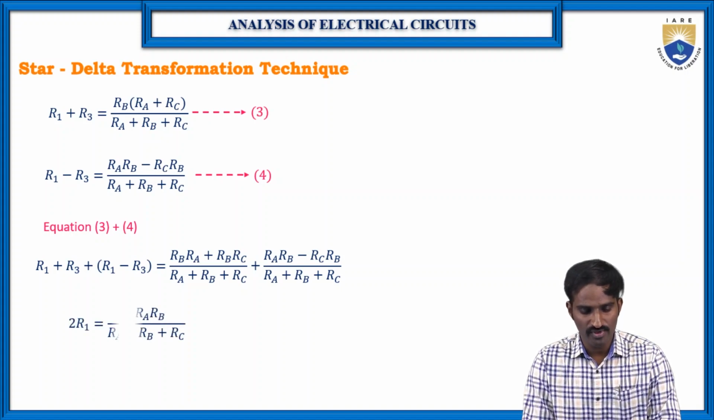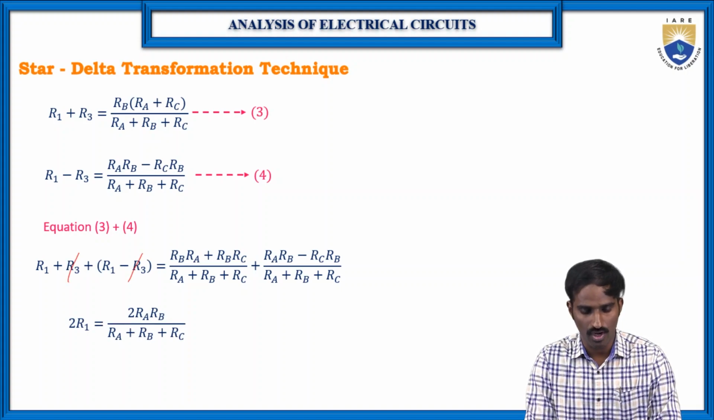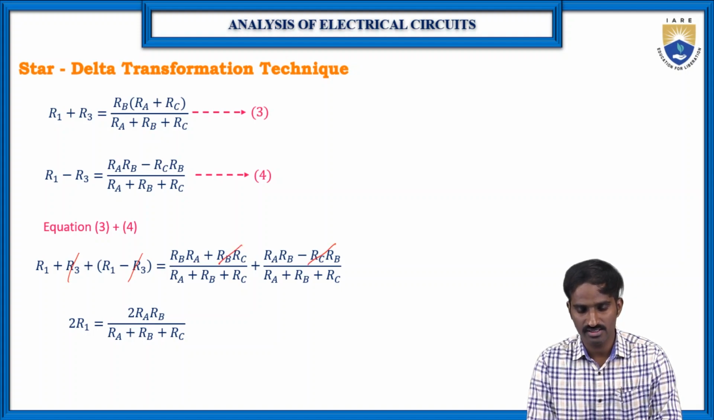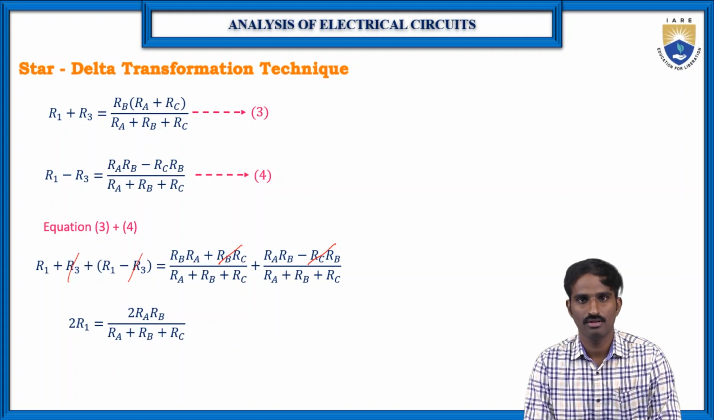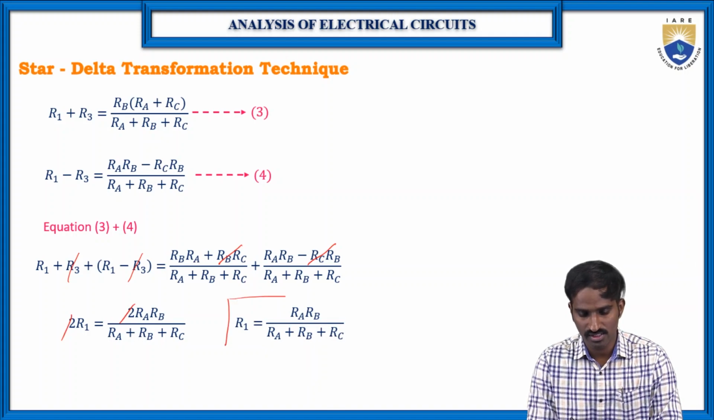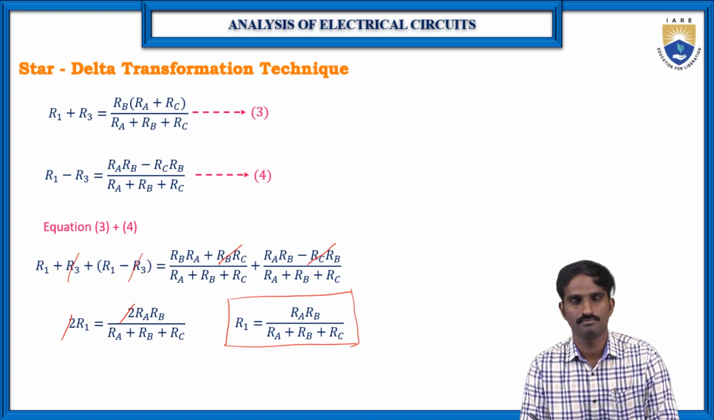Okay, then if you simplify this, again these R3 get cancelled, then R1 plus R1 is equal to 2R1. And here also, as you can see, RA RB and RA RB is there, but here plus RB RC and minus RB RC gets cancelled, then you will get RA RB plus RA RB, which is equal to 2 RA RB by RA plus RB plus RC. Then from this equation, these two get cancelled, then R1 is equal to RA RB by RA plus RB plus RC.